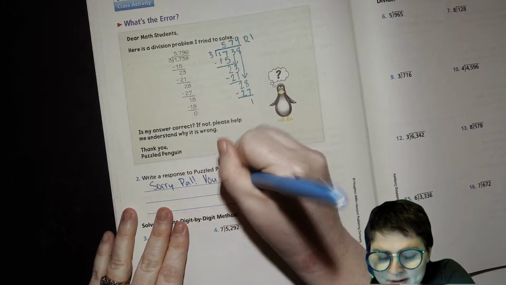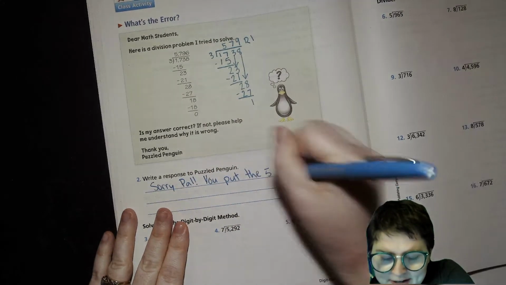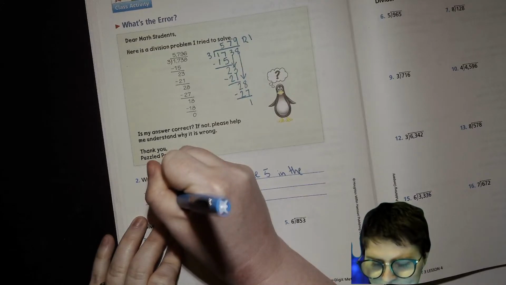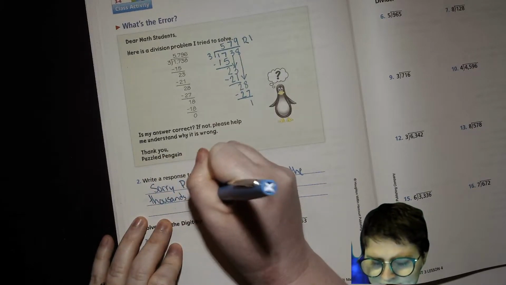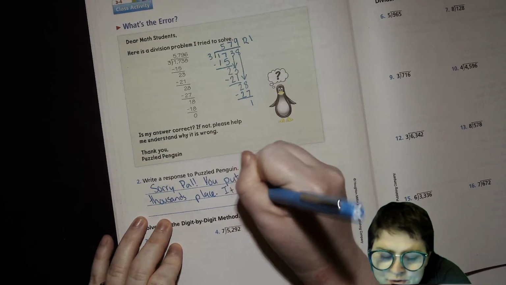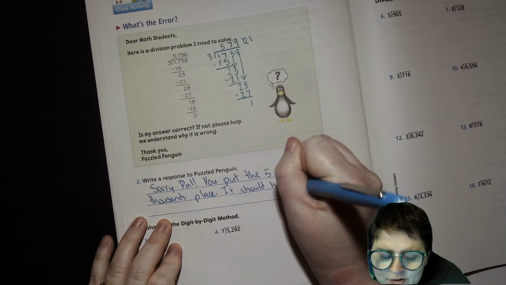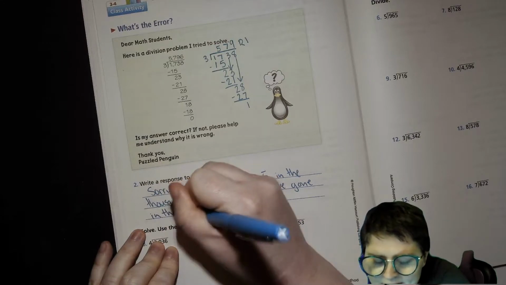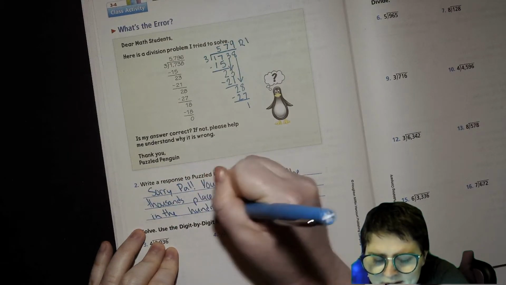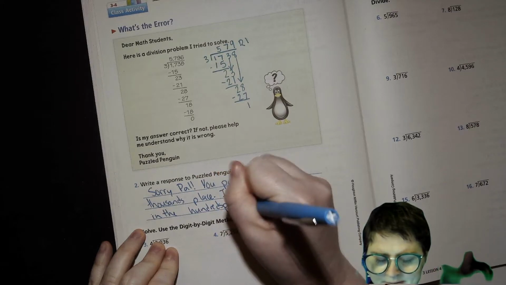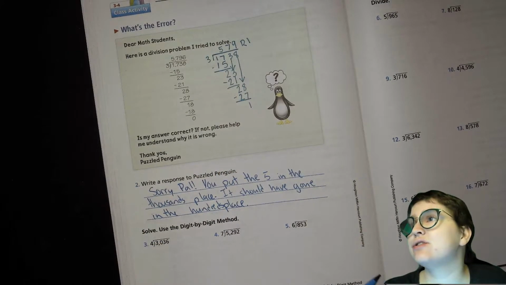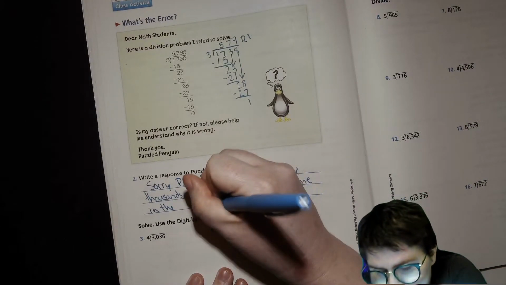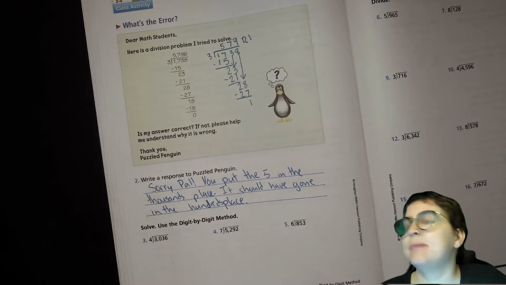You put the 5 in the thousands place. It should have gone in the hundreds place. Oops. Period. All right, so your answer should probably be pretty similar to that. It can be a little bit different. It looks a little bit messy. But it should be pretty similar.